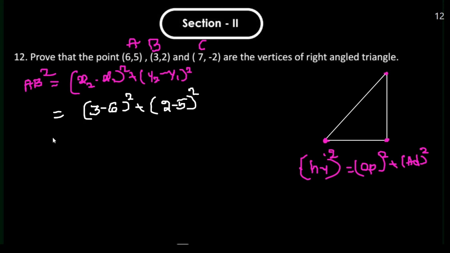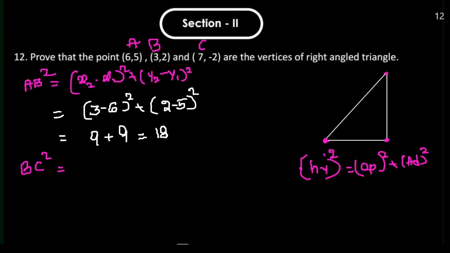Right? Now these two values, 3 minus 6, that is 3 square, so that is 9 plus, 2 minus 5 is nothing but 3 square. Again it is 9, it's simply 18. Got it? Now we have got one AB square, one side. Now it's time for BC square. Okay, same formula, substitute these values, then let's see what happens.